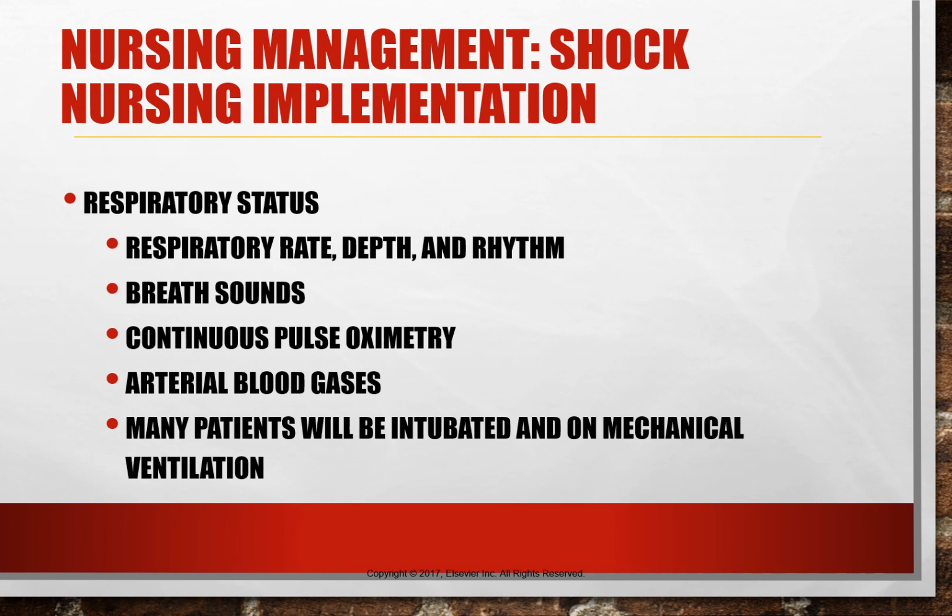Respiratory status, we're looking at the respiratory rate, depth, rhythm. Is it even and unlabored? Is it shallow? Are they tachypneic? Are they using accessory muscles? Nasal flaring? Want to listen to lung sounds. Monitor pulse ox continuously. ABGs are going to be done, especially if they're mechanically ventilated. Then there's typically a routine order for ABGs.